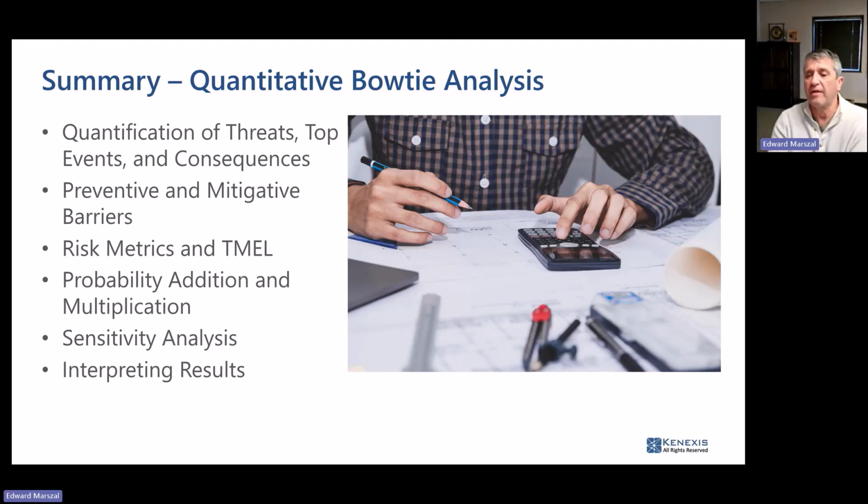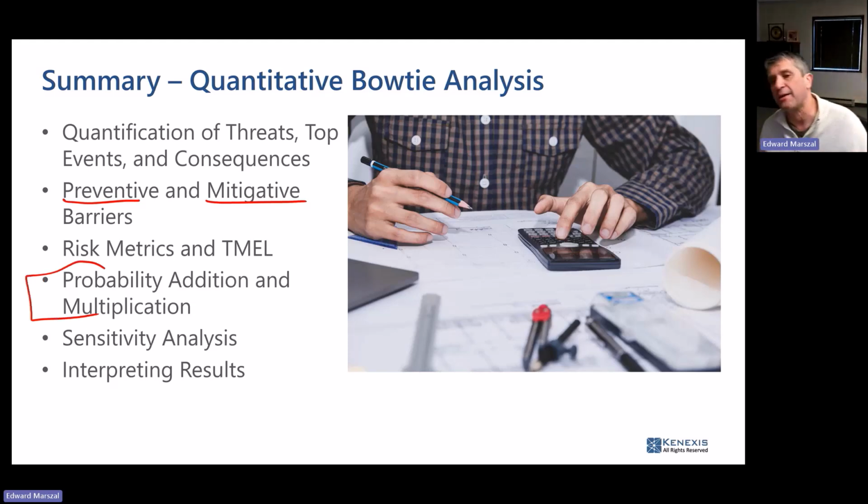Quantification, we talked about how we do the quantification of the threats after preventive barriers, quantification of the top events, and then quantification of the consequences considering the effectiveness of mitigative barriers. So we talked about the difference between how preventive and mitigative are handled. We talked about risk metrics and how you use those risk metrics to then make decisions once we know the frequency of the consequences. We talked about probability addition and probability multiplication. Those are the two mathematical tools that are used in multiple different locations.